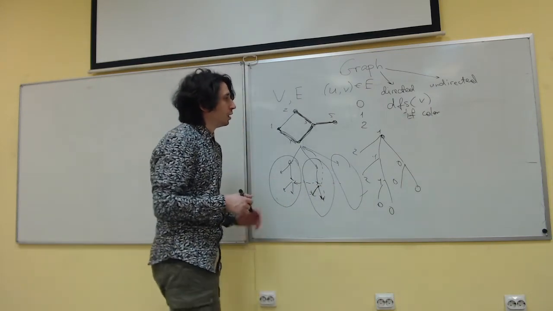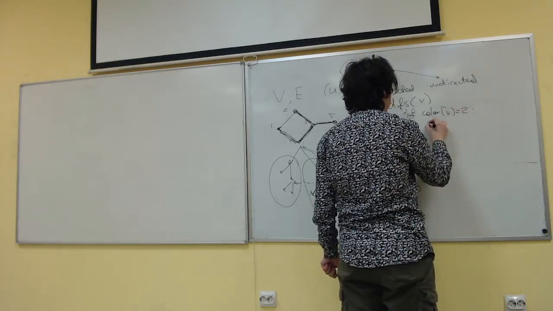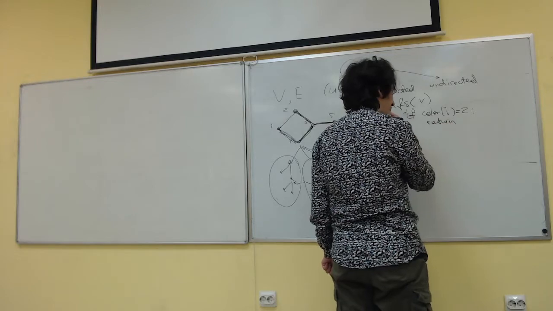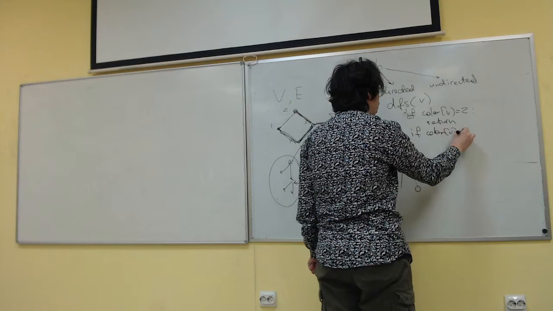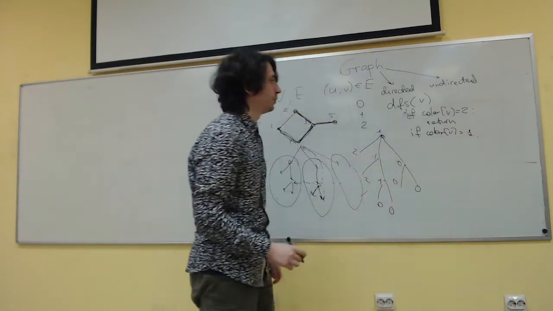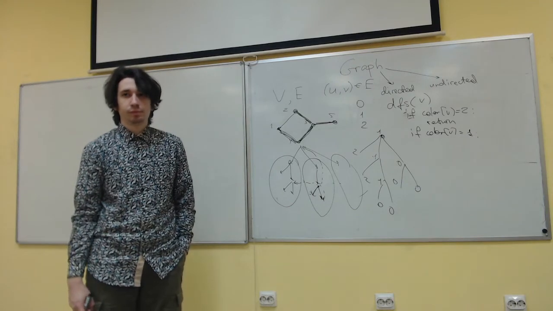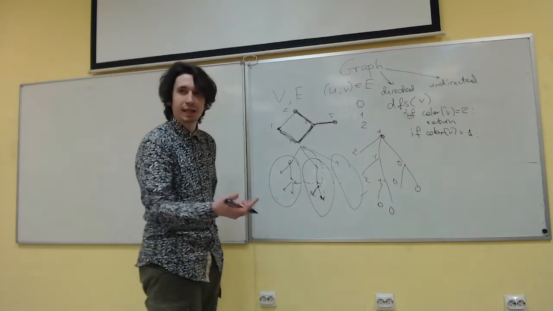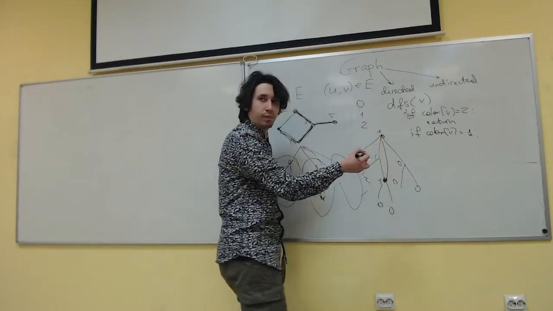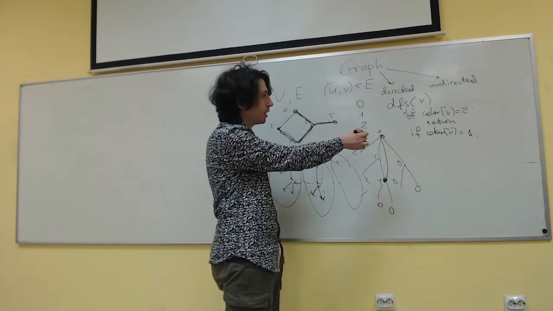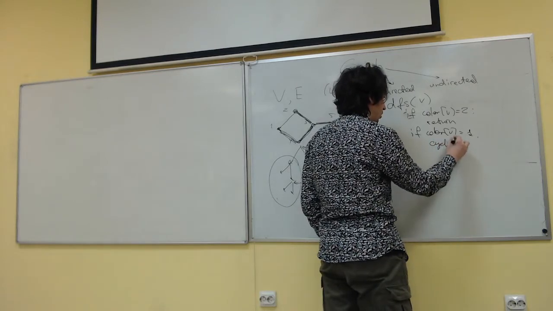Then, if color v equals 2, then we do nothing. We just return. If color v equals 1, then well, it should be a loop. So it's exactly the cycle, right? If this vertex has an edge to 1, then it is the cycle. So cycle here, cycle here.